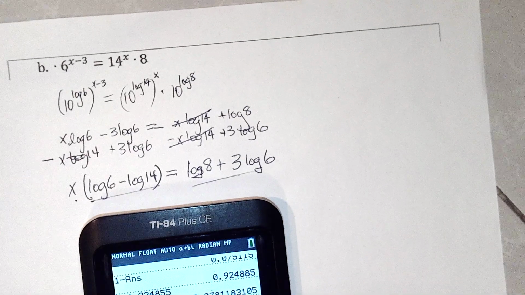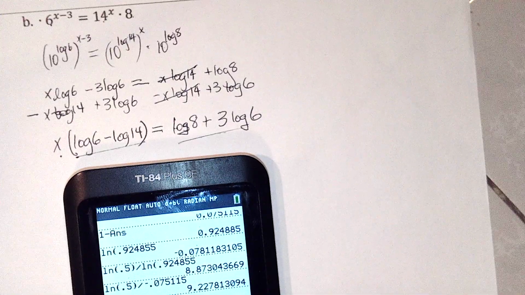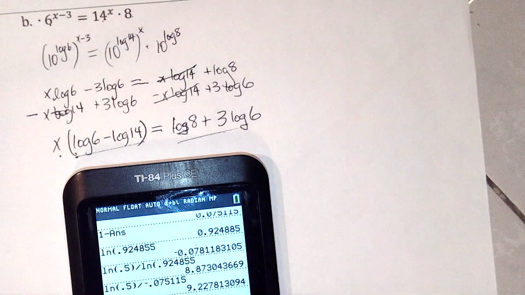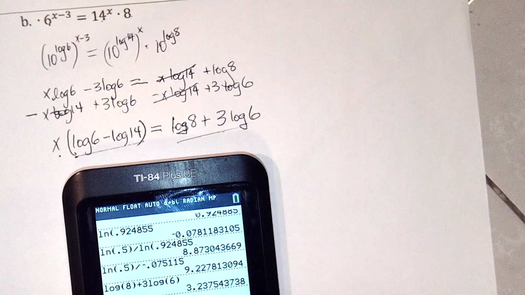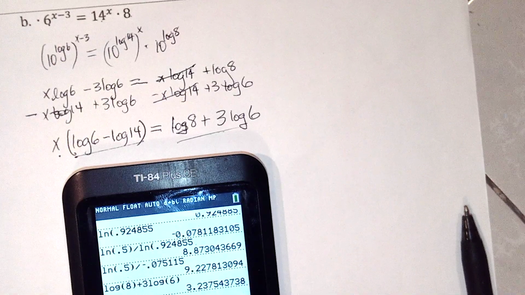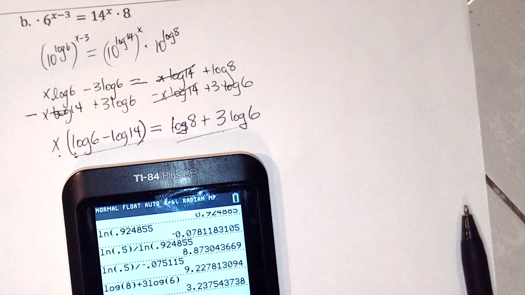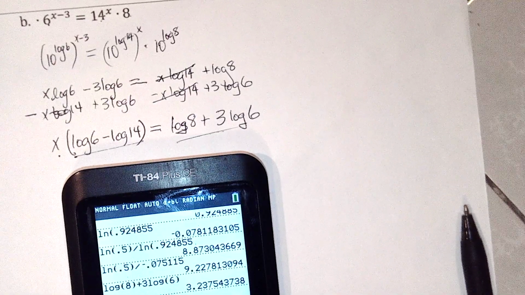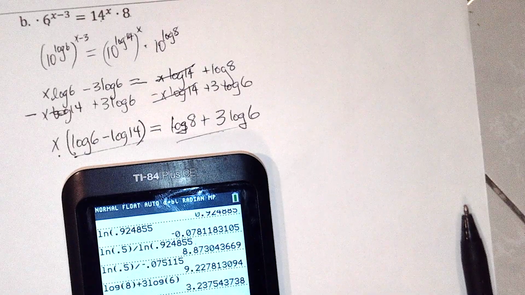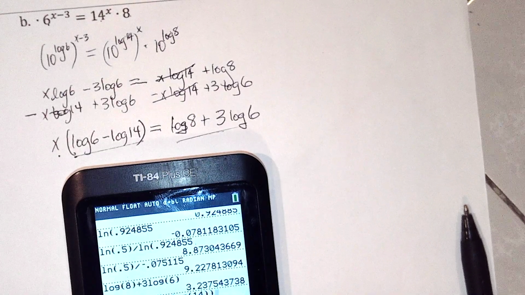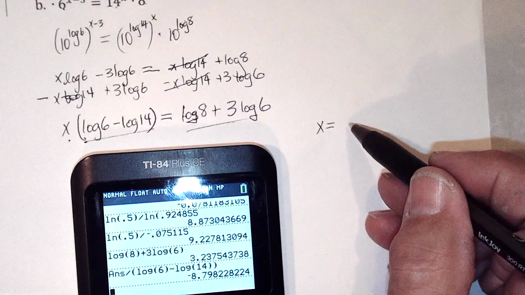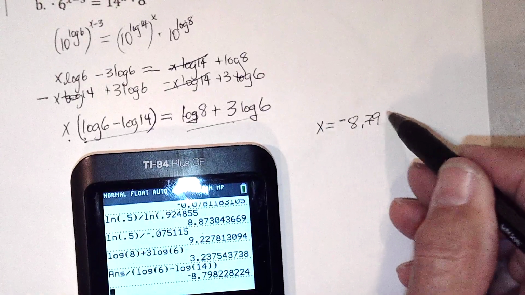So typing that in my calculator, I could get log 8, close parenthesis, plus 3 log 6. That's this side, and I got to divide it by that. So that answer divided by, and I got to put parentheses around this, log 6, close parenthesis, minus log 14. And I get that x should be negative 8.798.